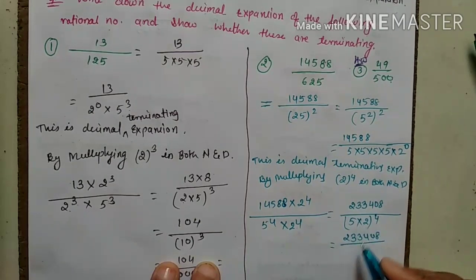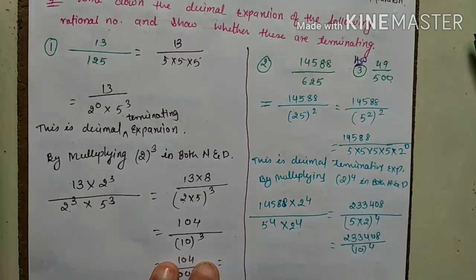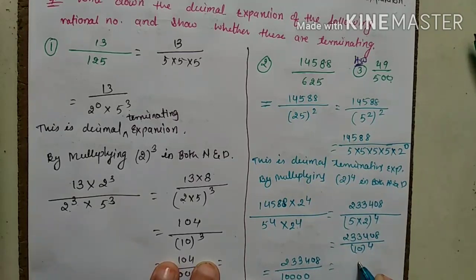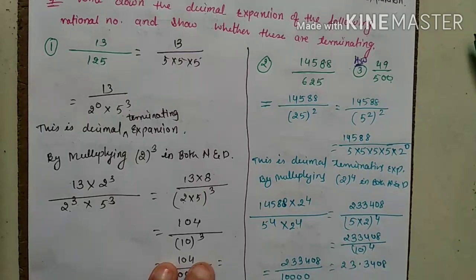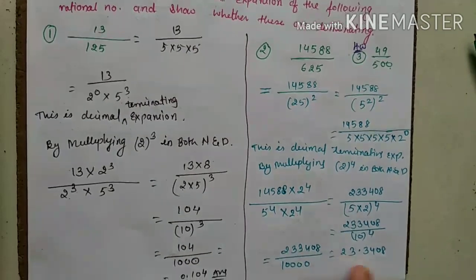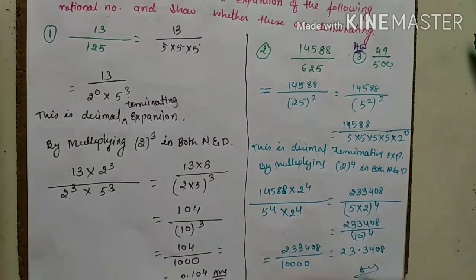233,408 upon 10's power 4. It means it has how many zeros? 4 zeros. So you can increase the zeros, 1 2 3 4. Before 4 decimal places you have to put the point. So just see, this is converted into the decimal expansion, and this is the answer of the question.